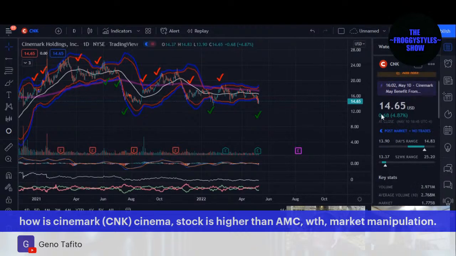Now the question is how come Cinemark is trading at a higher price than we are? They have a market cap of 1.7 billion, where I'm sure ours is higher than that. But we also have 4.3 times more shares than they do. So you would actually divide their price down by 4.3, and that would tell you what they would be trading at if they had the same amount of shares as we did.